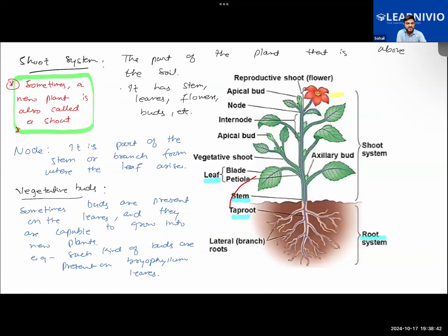Further, we learned about the shoot system and the root system. And Sir, can I rejoin? Okay, you can rejoin the class. Okay, thank you.